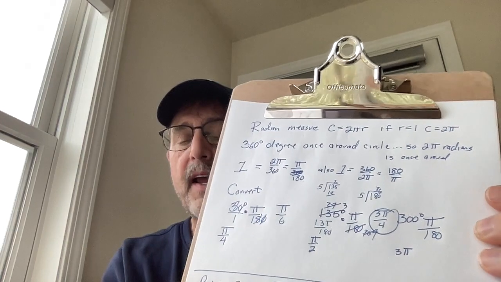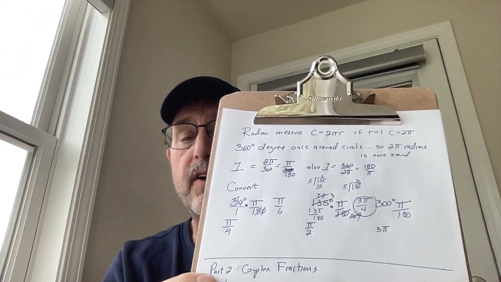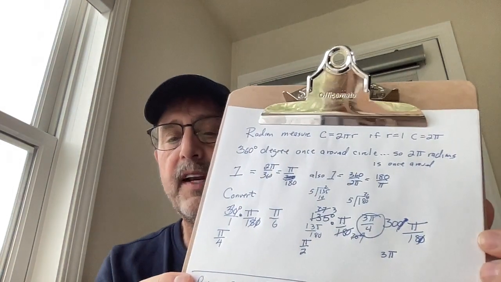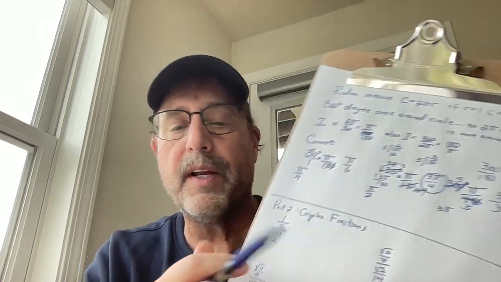300 degrees. Take it times pi over 180. And now we're simply reducing 300 over 180. Well, the 10 goes out really easy, so now it's 30 over 18. And I see 6 goes into both of them. That's a 3, and that's a 5. What is left is 5 pi over 3. Again, all you're doing is reducing this fraction 300 over 180.